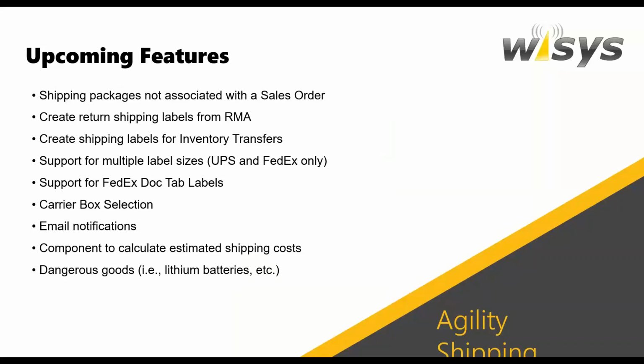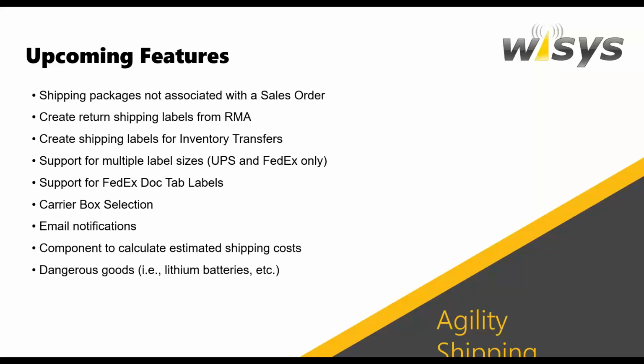So some of the features that we have coming up that are not quite out yet, but we're in the process of working on is this list here. One of the things we've been asked for a lot is the ability to ship packages that aren't associated with a sales order. So that's something that's in process, whether it just be some random product in your warehouse that is not necessarily an inventory item, or you need to ship something to another location. Hopefully here in the near future, you'll have that ability.